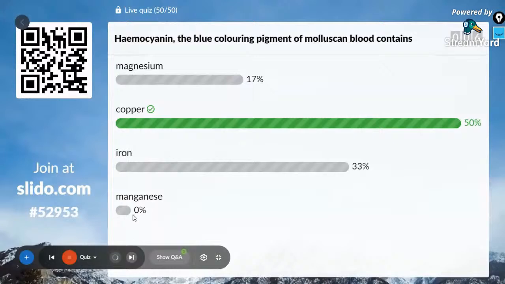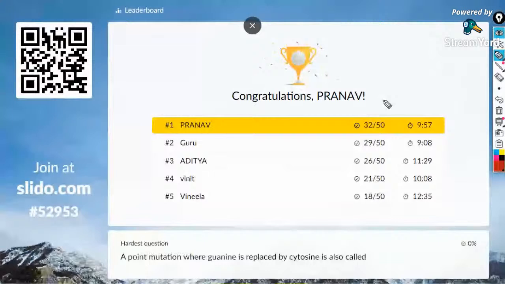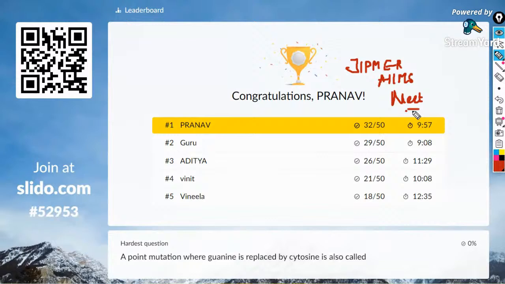Look, how is the score going? Guys, this is what I told. Look at the score of the previous year Jipmer, Aiims, and Neet paper. Neet, you won't consider because all the questions were simple. Most questions I extracted from 2018, and then also certain people made mistakes. What can I do?